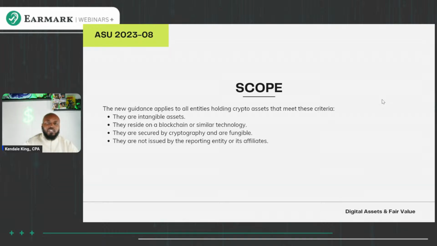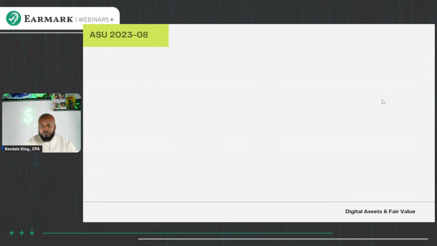I mean, there's plenty of other concepts within the space, such as DeFi, that need to be considered. But again, right now, we are just focusing on the crypto assets that are held by entities, that are intangible assets on the blockchain or similar technology, secured by cryptography, fungible, and not issued by the reporting entity or its affiliates. Okay. Again, that's very important to make sure you understand. Moving to the next piece.